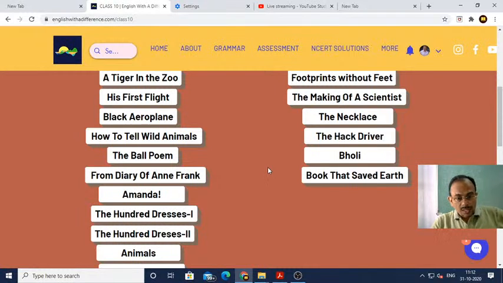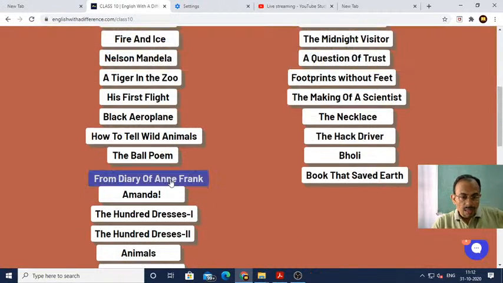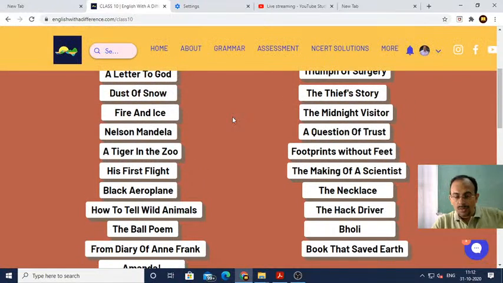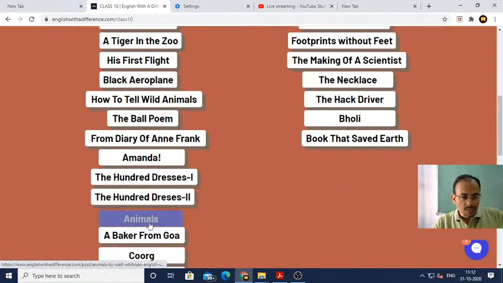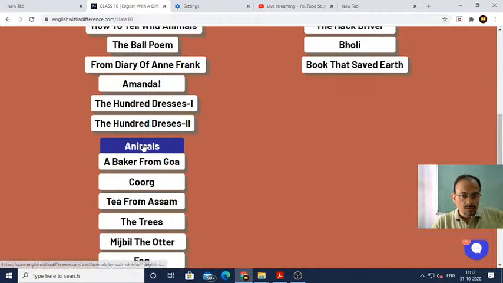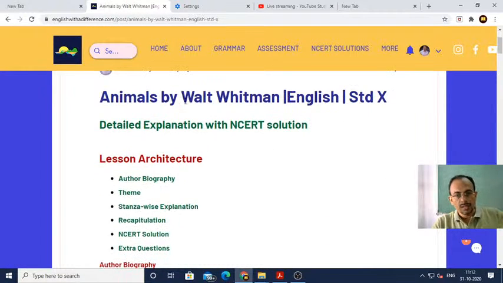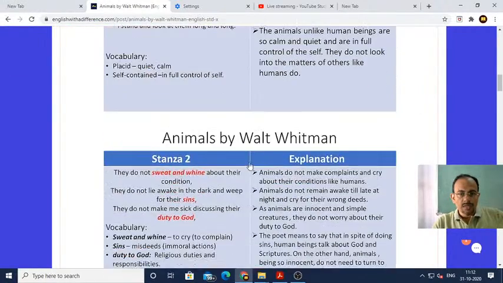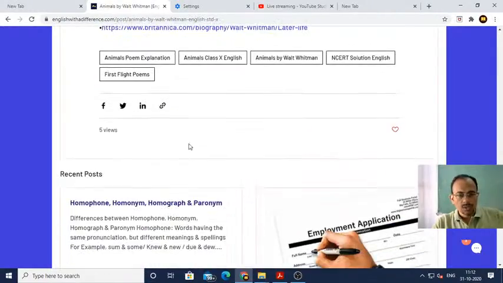Dear students, hopefully some of you have already written this poem, Animals. I have already uploaded the question answers. Where is the animal? I'm not finding animals. Yes, this one. If you click here you shall go to the home page of this lesson. Animals by Walt Whitman, English Standard 10. I have already uploaded this one, and the NCERT solution is also uploaded, so please go through it.